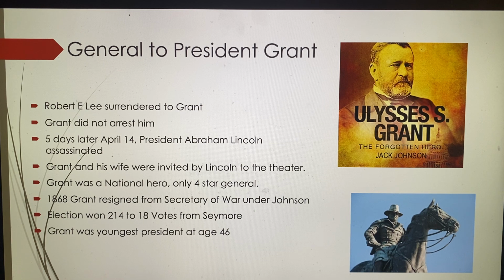So the election at that time, this election in 1868, Grant won 214 electoral votes to only 18 votes from Seymour. That's a big difference anyway. So it was almost like a landslide that Grant would win. And Ulysses S. Grant now would be the youngest president ever up until that time. He was only 46 years old, and he'd become the president of the United States.